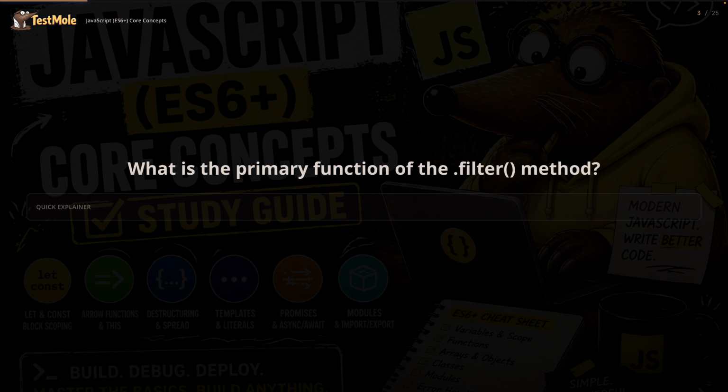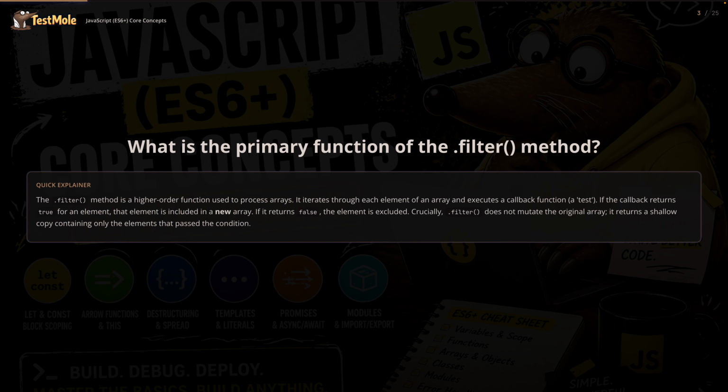What is the primary function of the .filter method? The .filter method is a higher-order function used to process arrays. It iterates through each element of an array and executes a callback function, a test. If the callback returns true for an element, that element is included in a new array. If it returns false, the element is excluded. Crucially, .filter does not mutate the original array. It returns a shallow copy containing only the elements that pass the condition.